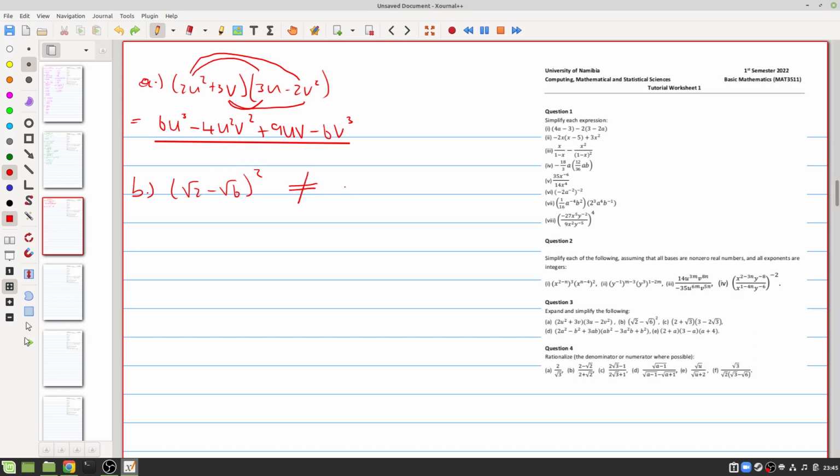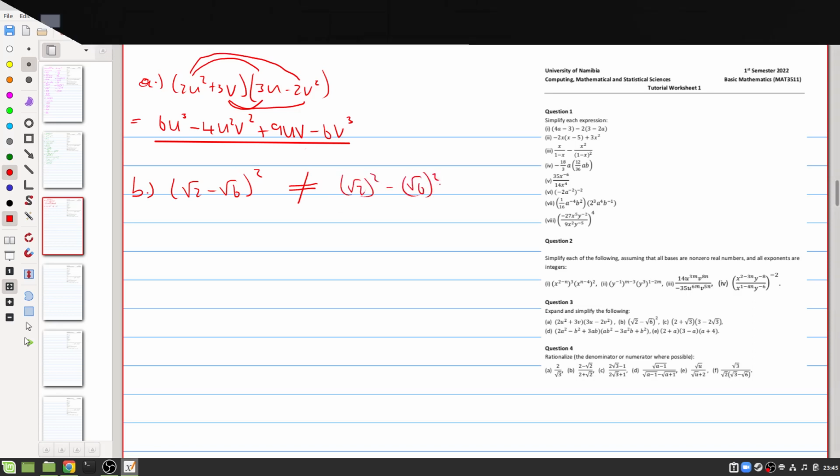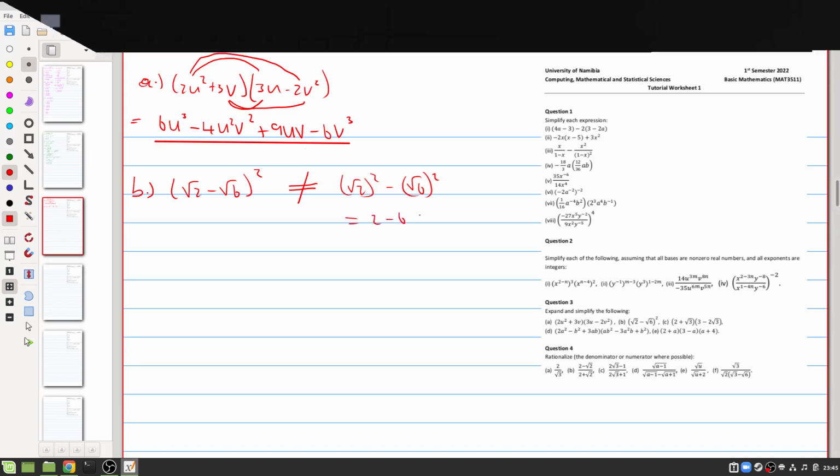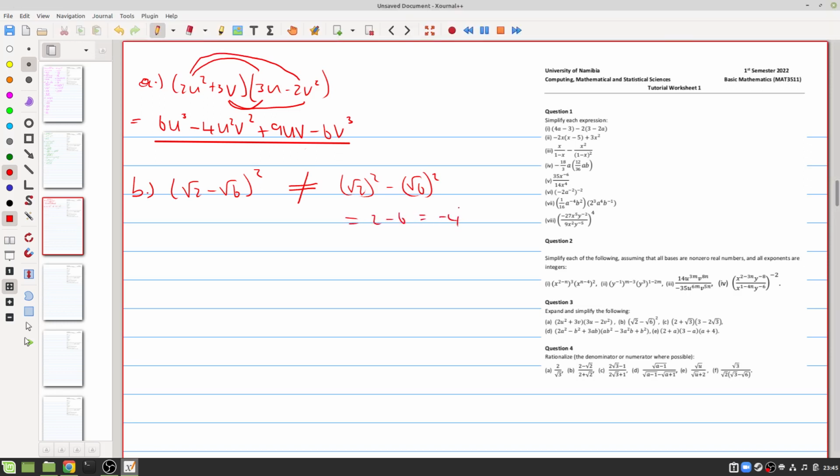If you do that, you'll get something like square root of 2 squared minus square root of 6 squared, which will give you 2 minus 6, something like negative 4. So if you got this, common mistake, right? Or even something like 2 plus 6, because of the negative being squared, equals 8. This is a common mistake. This is not correct. Okay, so let's see why that's a mistake.